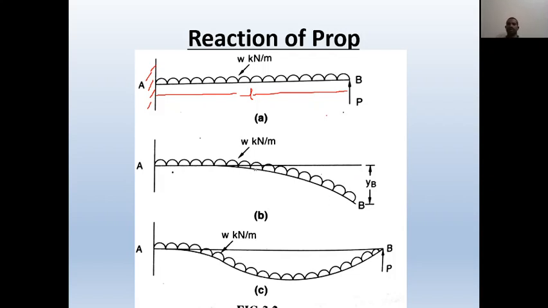But okay, let us say self weight is neglected and it is loaded with a uniform load throughout the length. With the effect of this, when you remove this prop, let us say it has deflected by some y_B. This is the amount of deflection at B when you remove the prop.